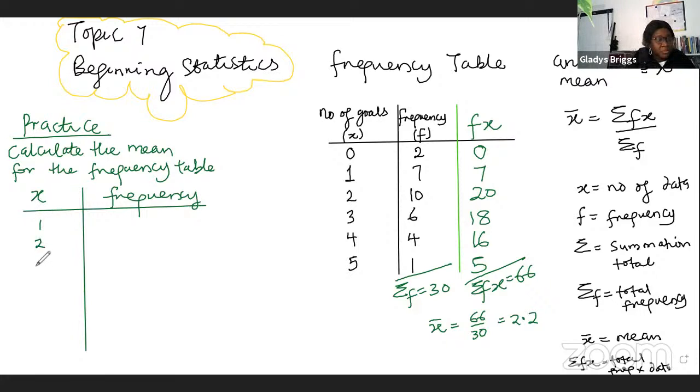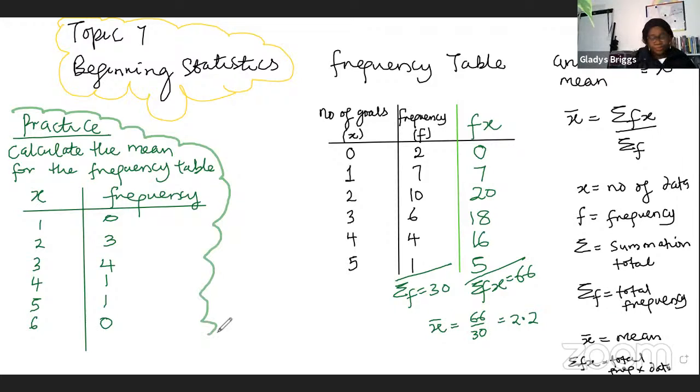1, 2, 3, 4, 5, 6, and I have 0, 3, 4, 1, 1, 0. So that's your practice problem, guys. This is the one that you're working on for me now. I'm going to give you time to do it.